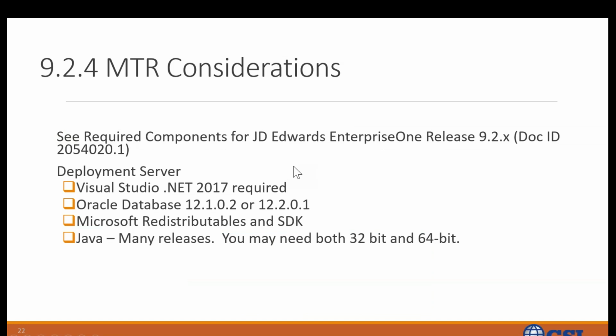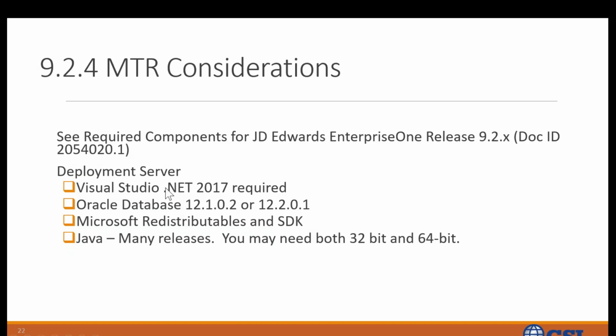Just as a few things to mention, go to doc ID 2054020.1 and you'll see some of the required components for doing this. One thing you need to be aware of is that if you're on an older version of Visual Studio .NET 2017, you're going to have that at this point. Many of you may be on it because about a year ago is when this started to be required, but if you hadn't taken a tools release in a year, you may be faced with doing that, as well as the Microsoft redistributables and the software development kit. You may be faced with upgrading that.